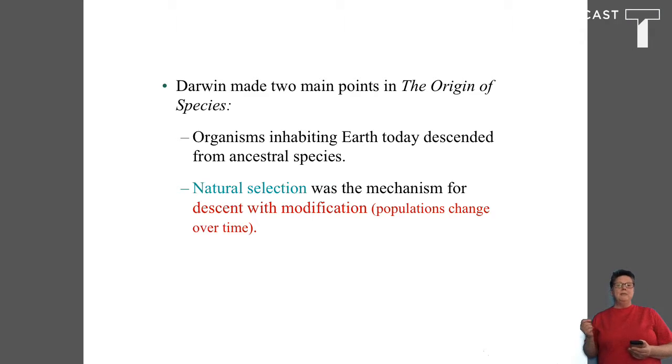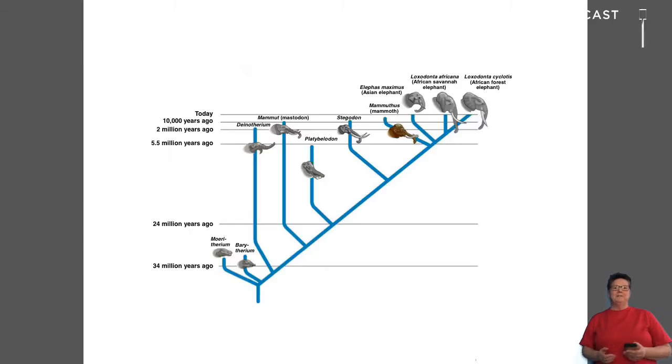So he made two main points in his Origin of Species. One of the most important ones is that all of the species inhabiting the Earth today actually descended from ancestors, and that natural selection was the mechanism responsible for descent with modification, meaning that populations of organisms changed over time. They were modified as they descended from ancestors to present-day species.